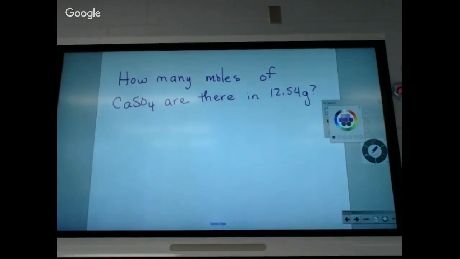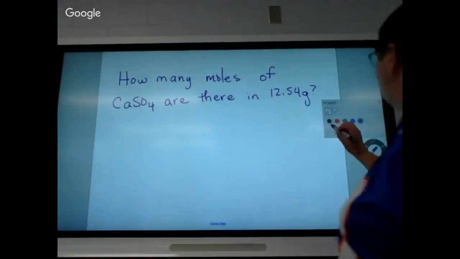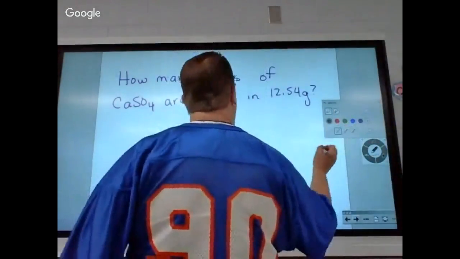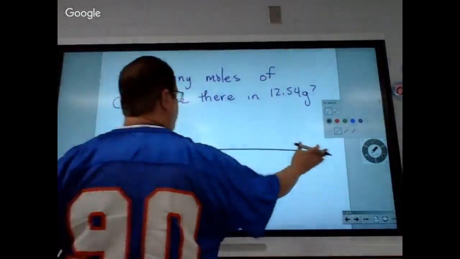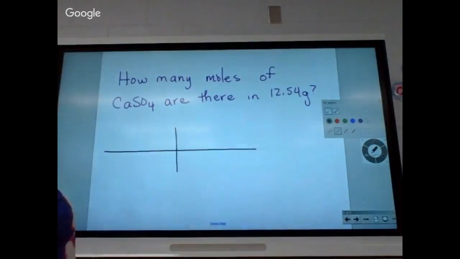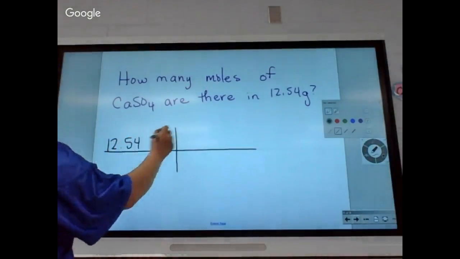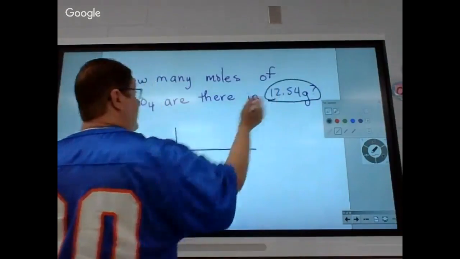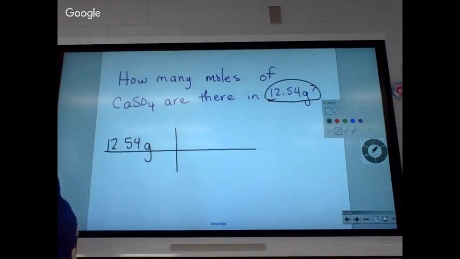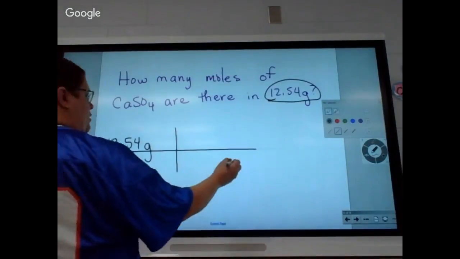So, what did we do with that? We drew a chart. Still drawing a chart today. That chart's going to be a tad long. What goes on the top line? 12.54. That's our given data. Given data always goes on the top line. The unit you don't want goes on the bottom. So grams goes on the bottom.